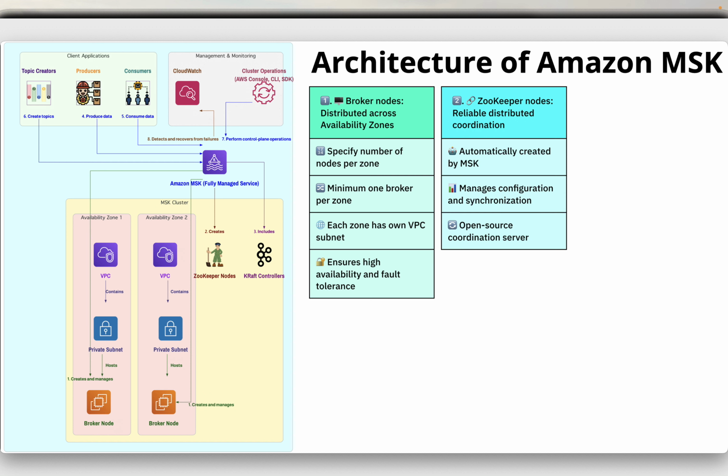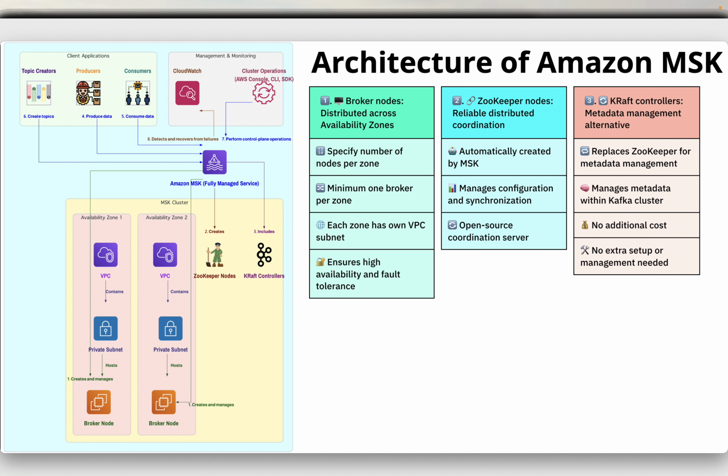Amazon MSK automatically creates Apache Zookeeper nodes for you. Zookeeper is an open source server that provides highly reliable distributed coordination for the Kafka cluster, managing configuration information and synchronization across the cluster.